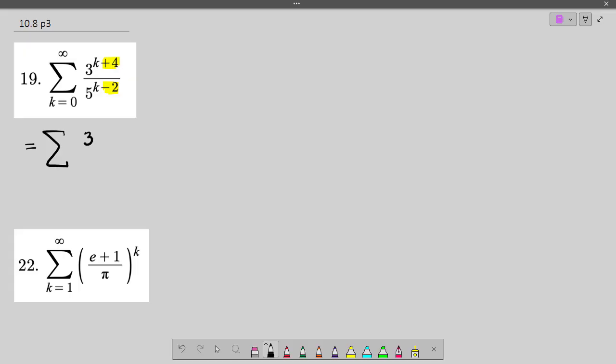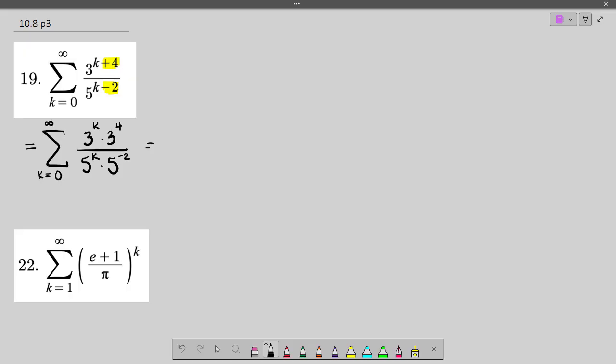We can write this as 3 to the k multiplied by 3 to the 4. In the denominator, we can write this as 5 to the k multiplied by 5 to the negative 2. And then the series starts at 0. One shortcut that a lot of folks will do is just put a 0 right there. Instead of writing k equals 0 to infinity, if you put a 0 there, we know that it means from 0 to infinity. It's an infinite series. You can use that shortcut if you want, especially in intermediate steps.